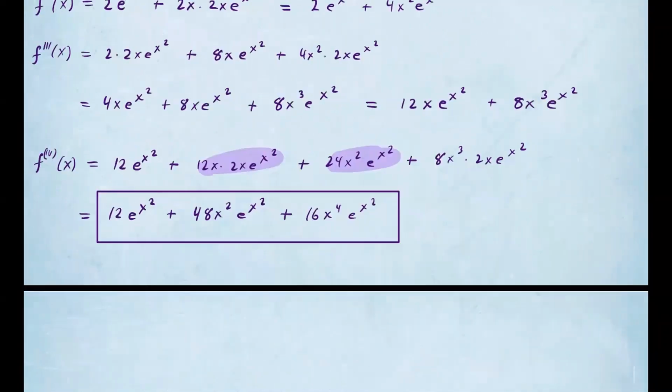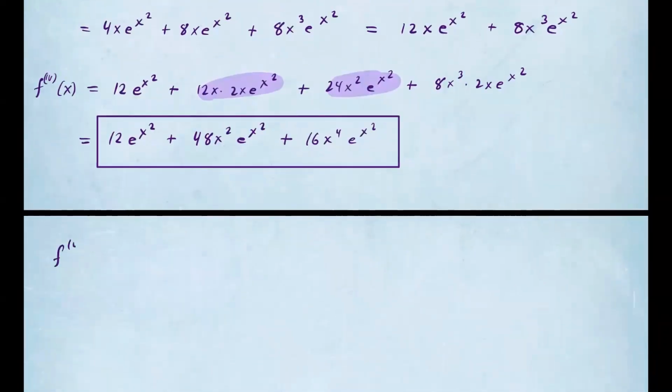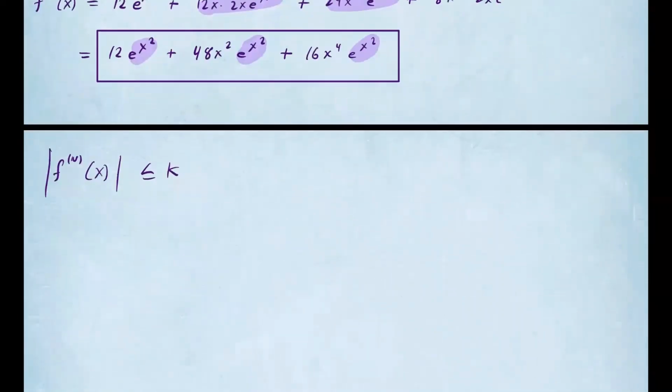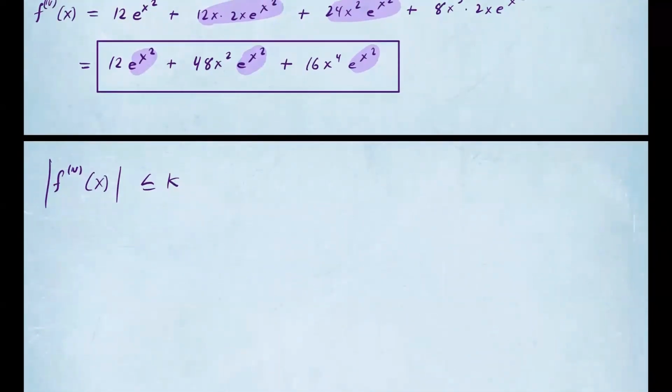All right, now what we want to do is take the absolute value of the fourth derivative, and we want that to be less than or equal to some k. So I'm going to rewrite the fourth derivative this way. Since they all have the e to the x squared term in common, you can factor that out. So our fourth derivative is that expression. So in absolute value, you have e to the x squared times 12 plus 48x squared plus 16x to the fourth in absolute value, less than or equal to some k.